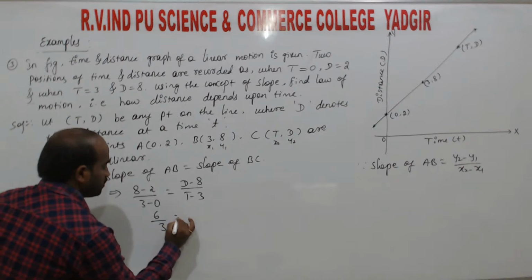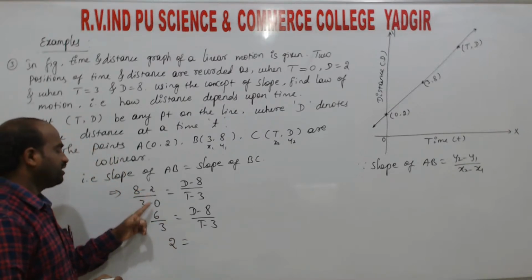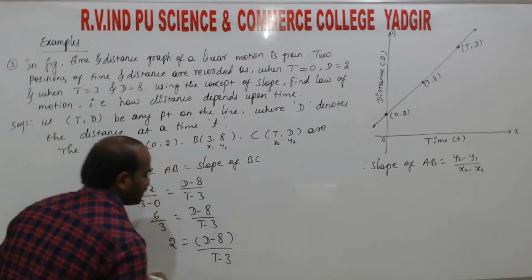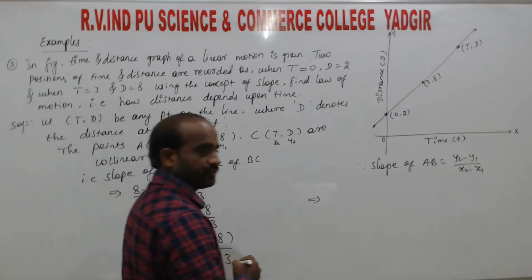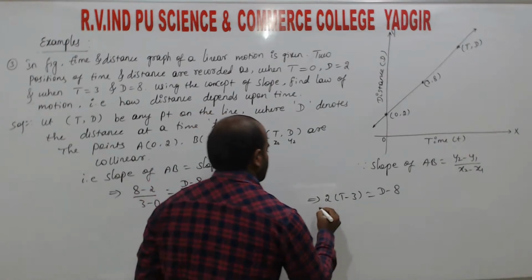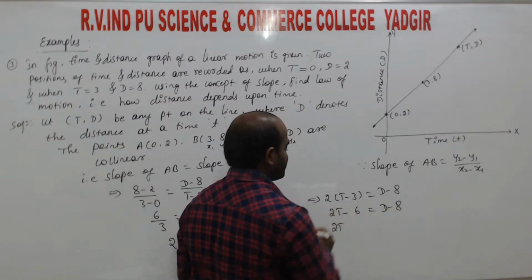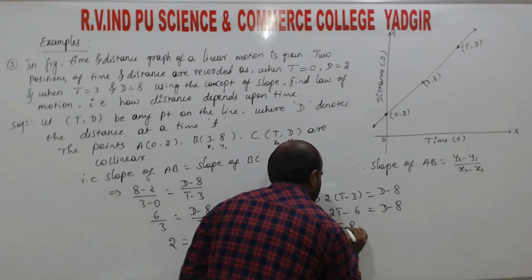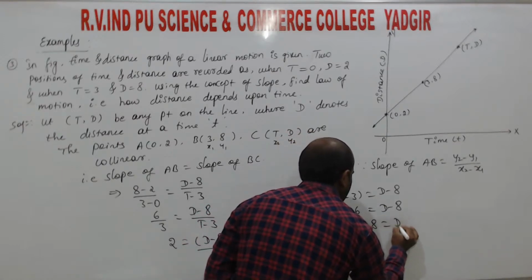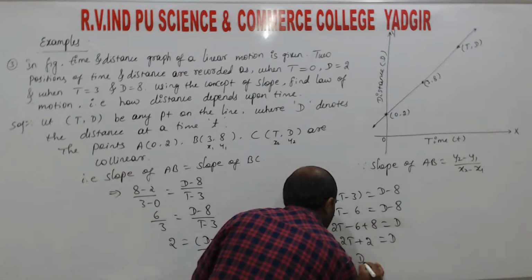6 by 3 is equal to (d minus 8) divided by (t minus 3). 6 by 3 is 2, so 2 equals (d minus 8) divided by (t minus 3). This implies 2 into (t minus 3) equals d minus 8. Now 2t minus 6 equals d minus 8. Taking 8 to this side, 2t minus 6 plus 8 equals d. So 2t plus 2 equals d. Therefore, d equals 2t plus 2.